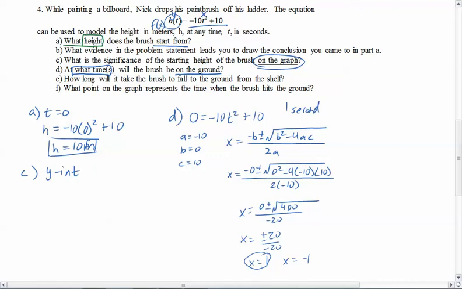All right, then we go on to letter E. How long will it take the brush to fall to the ground from the shelf? Well, it was on the shelf at time 0. It got to the ground in 1 second, so E again is 1 second, is how long it takes it to fall that 10 meters. All right, what point on the graph represents the time when the brush hits the ground? So that is just what we did here. You made y 0, and when you make y 0, what are you solving for? You're solving for the x-intercept.